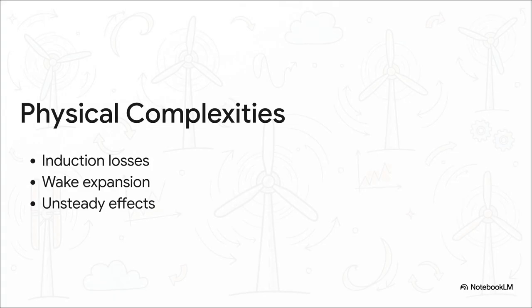These simplified mathematical models essentially have to run a really rigorous physical obstacle course. It's way more than just wind hitting a blade. The models have to accurately account for induction losses, that drop in wind speed as it approaches the turbine. They have to map out wake expansion, which is how that turbulent air behaves after it's passed through. And of course, they have to factor in unsteady aerodynamic effects because the blades are constantly changing their angle relative to the wind. That is a ton of complex physics to cram into a low-cost computational model.